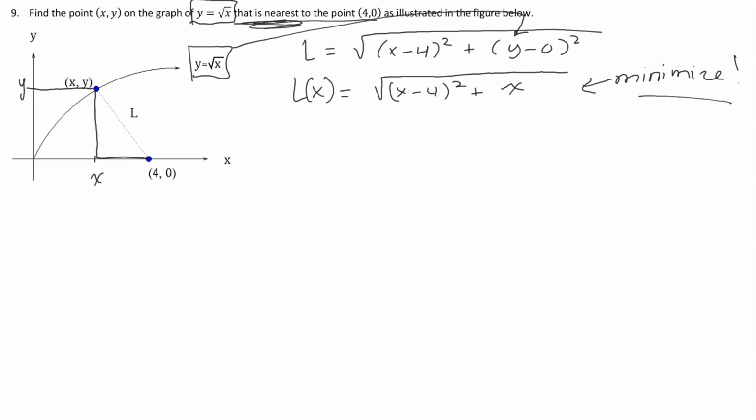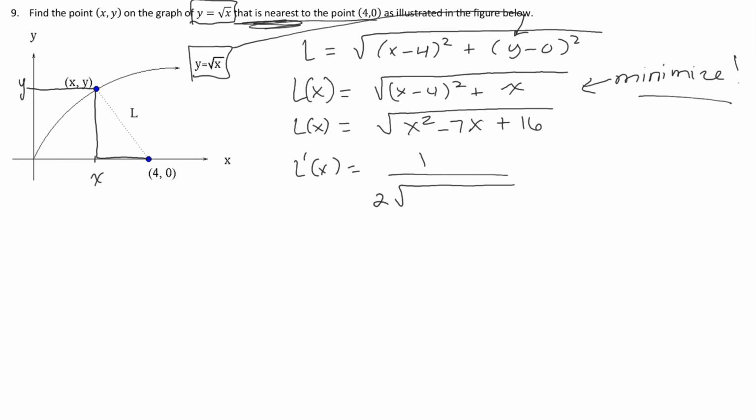So what do you do to minimize? Find a derivative. If we multiply this out, this is the square root of x squared minus 8x plus 1x, which is minus 7x, plus 16. So that is our function. The derivative is going to be 1 over 2 square root of (x squared minus 7x plus 16) multiplied by the inside derivative, which is 2x minus 7. I'm not sure why I wrote it all the way down there, because I could actually write it up here. 2x minus 7.